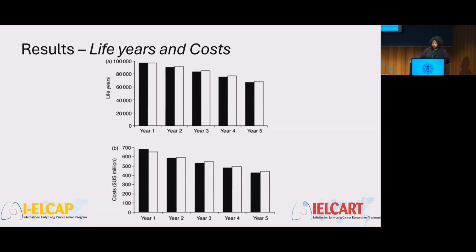So now we have two different outcomes. We have life years and we have cost, life years being on the top, cost on the bottom. The solid line represents those who did not screen, and the non-shaded is those who did screen. So you see that it's elevated in terms of life years, and they did this for 5 years out. And at the bottom, you also see the cost. So this becomes the trade-off between life years and cost, and that's why this is a cost effectiveness model.